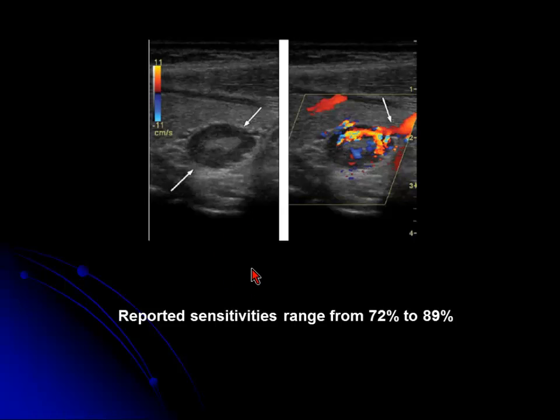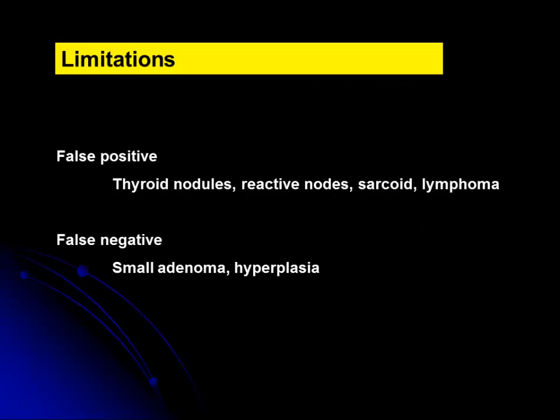Reported sensitivity ranges from 72 to 89% in most of the literature. The limitations of doing the scan are false positives, which you should be aware of. They can include thyroid nodules, reactive nodes, sarcoid, lymphoma, and false negatives will include small adenomas and hyperplasia. So these are the drawbacks, and you need to be aware when you are reporting what could be the false positive and what could be the false negative.